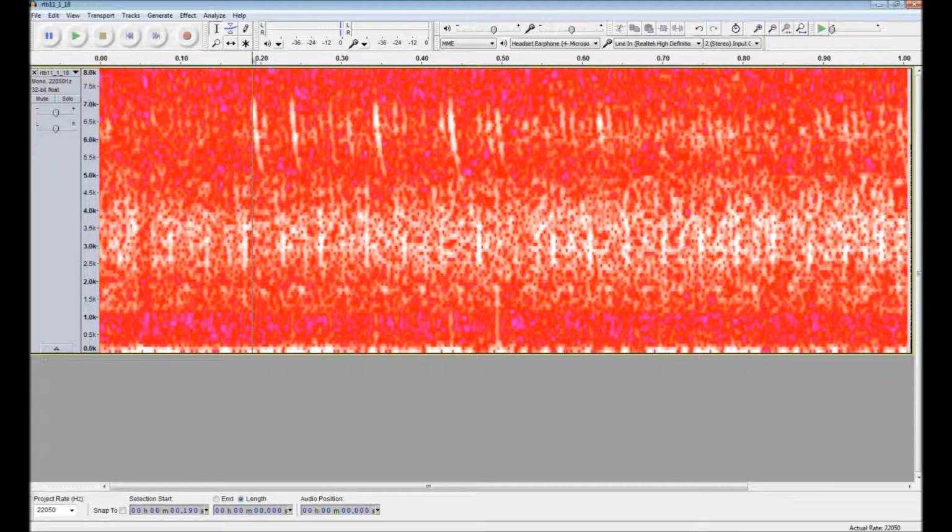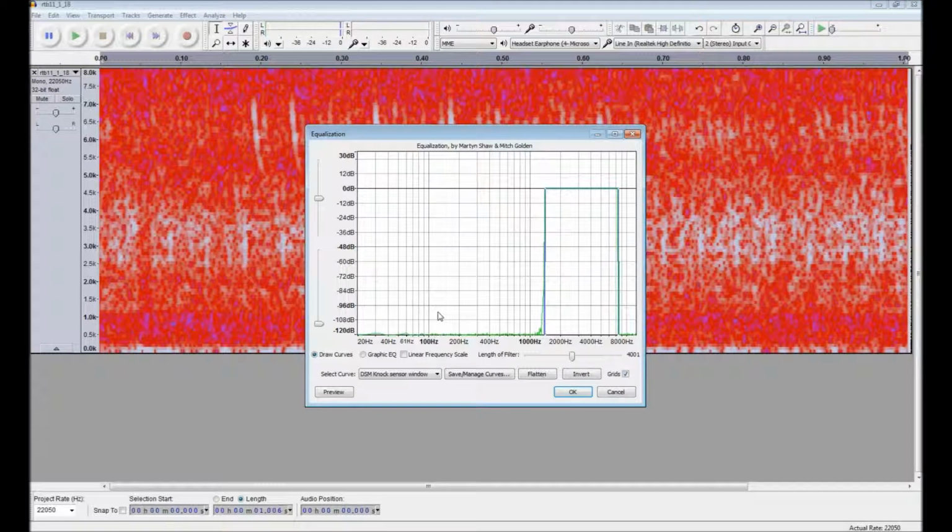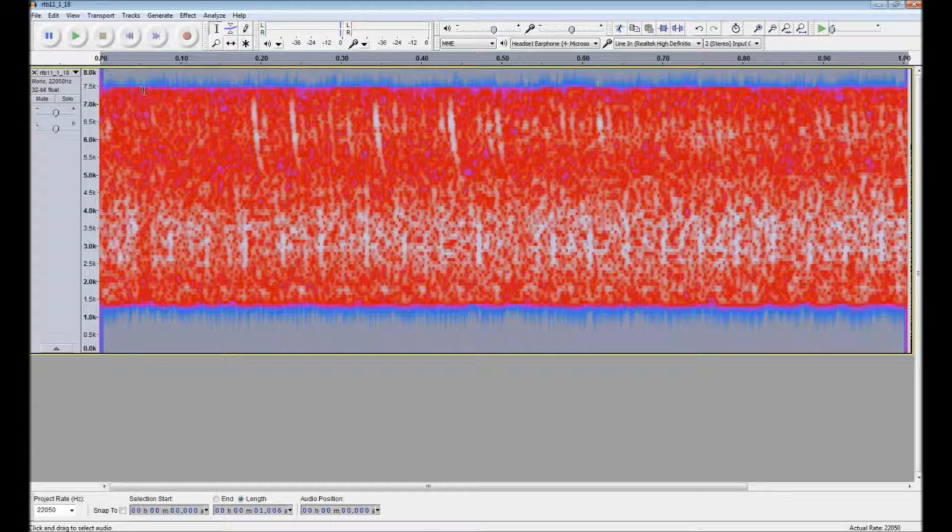We can do some filtering and see what happens. We can apply a filter that I made, DSM knock sensor window, from 1500 Hertz up to 7.5K. And if you apply that, you can see we are cropping out the lower and the higher parts of the frequency spectrum. And now you can hear the knock. Much clearer. This is what the ECU hears, and this crap here is what it also samples.